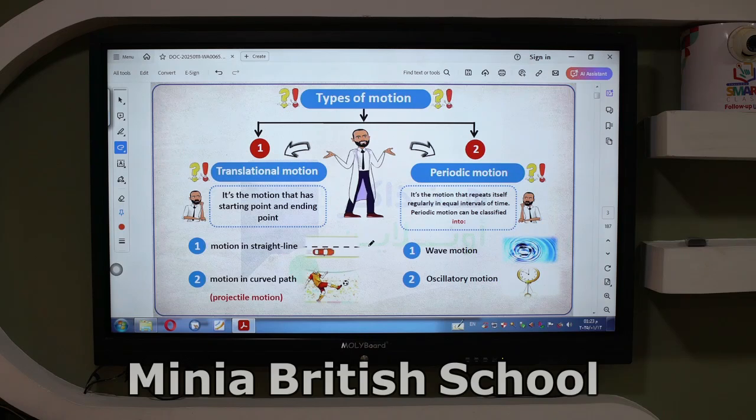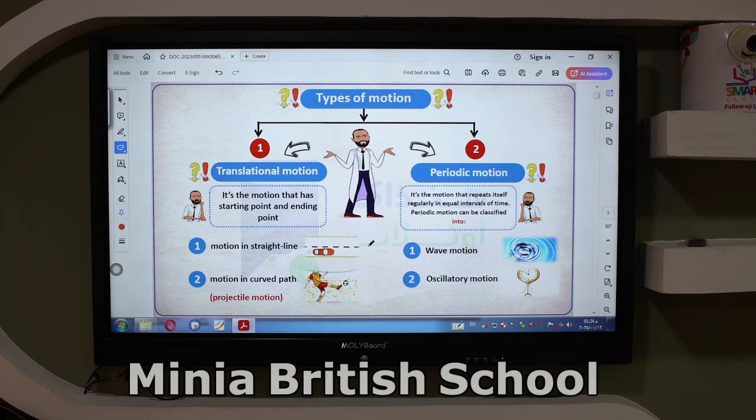Now we are going to take our physics: types of motion. We have two types of motions. Translational motion is the first type and the second type is periodic motion. What about translational motion? Translational motion means that we have a starting point and an end point, like the starting point of a car in the race and its ending point at the end of the race.